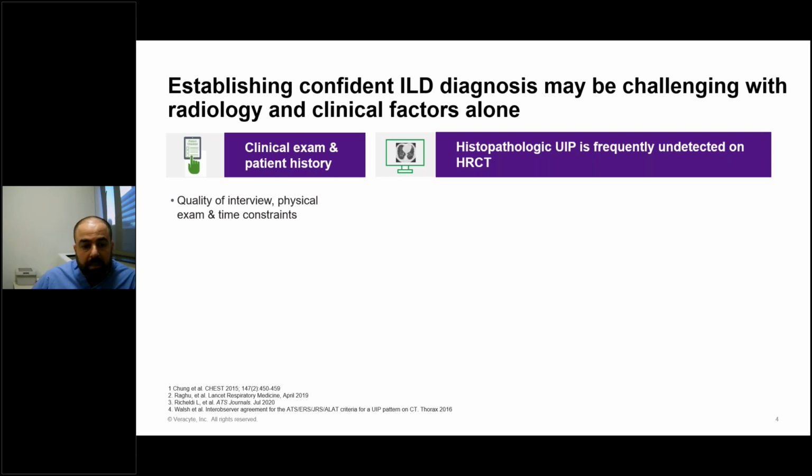And why is that? Clinical exam and patient history depend on many factors. It depends on the expertise of the historian or physician taking the history and doing the clinical exam. Also nowadays, we know that we have too many patients, and that's why it will depend on the quality of the interview and the physical exam you are doing for the patient and the time constraints that we have with every patient. Also, histopathological UIP is frequently, unfortunately, undetected on HRCT pattern.